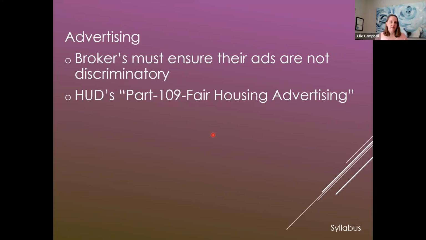Triad MLS, maybe it was sometime in 2021, from this Part 109 Fair Housing Advertising, implemented new software in our MLS. That software identifies words that may be construed as discriminatory. So when you're typing your remarks in, they may flag a word. They're not telling me I can't use it, but they're just saying, careful, make sure that this word is being used in the proper sense.